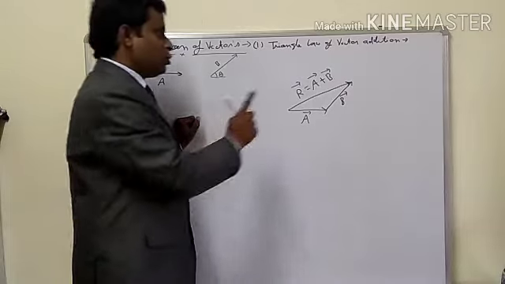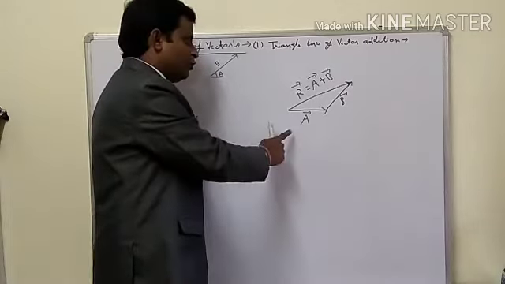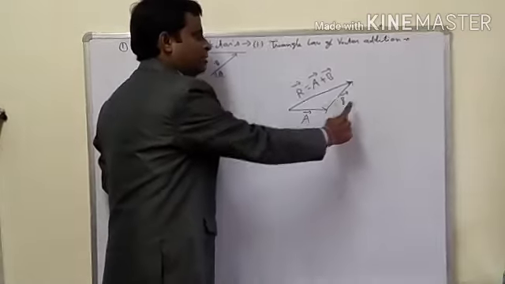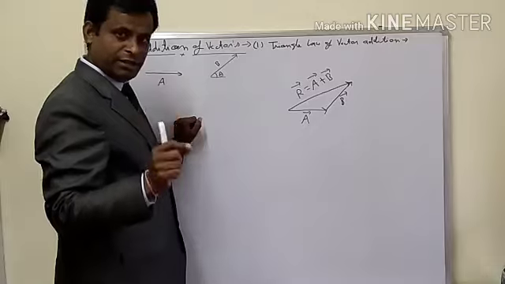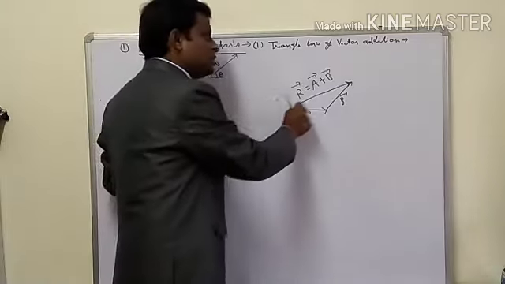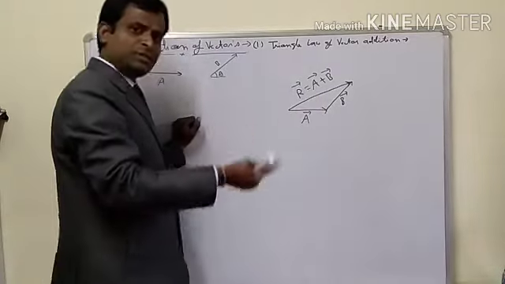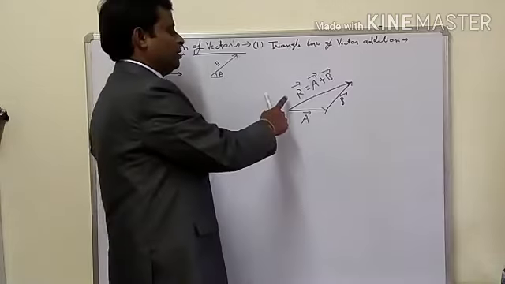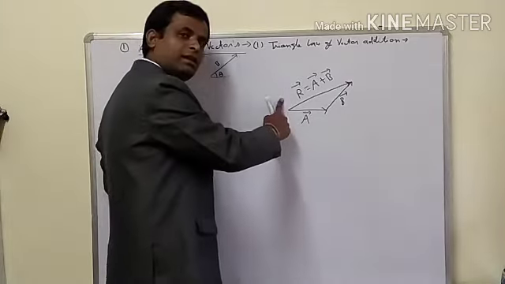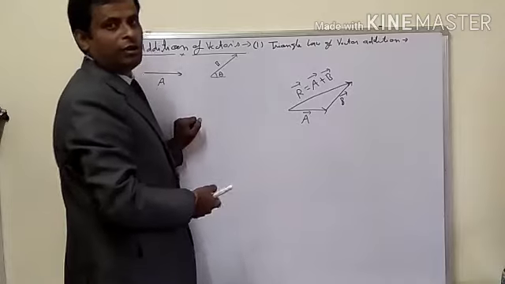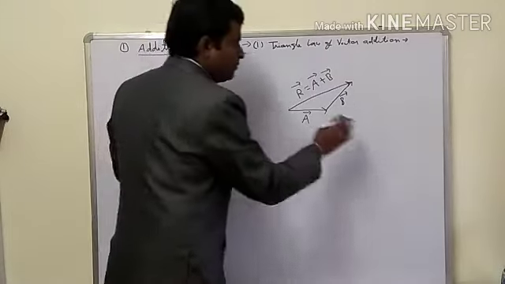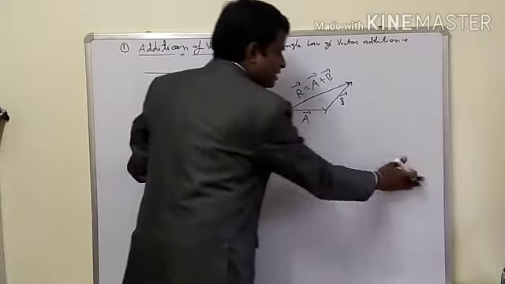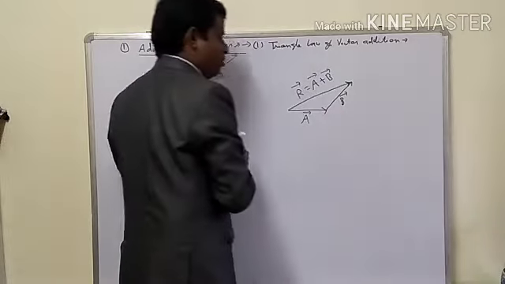Another way to say it: if two vectors represent the two sides of a triangle in terms of magnitude and direction, then the closing side of the triangle in the opposite direction will represent the addition of the two vectors, or the resultant of the two vectors. This is the definition. By this way, we may define the addition of two vectors in the triangle law.